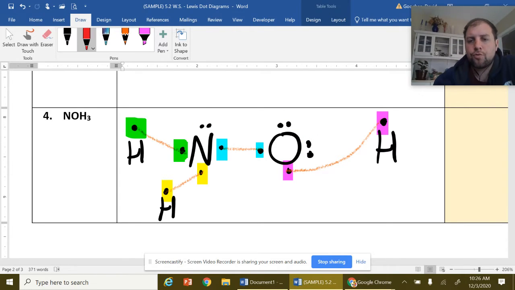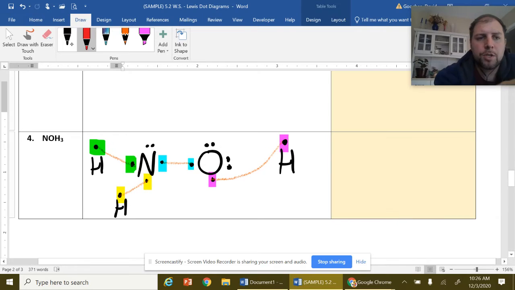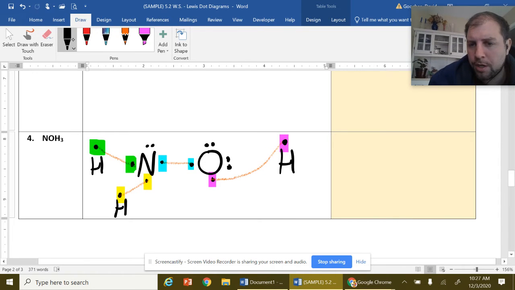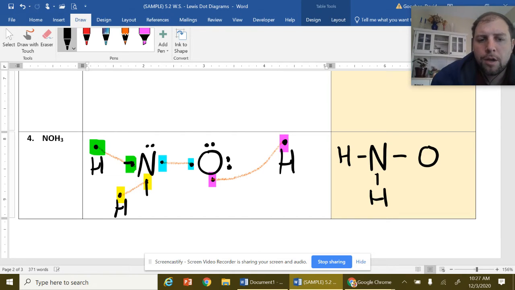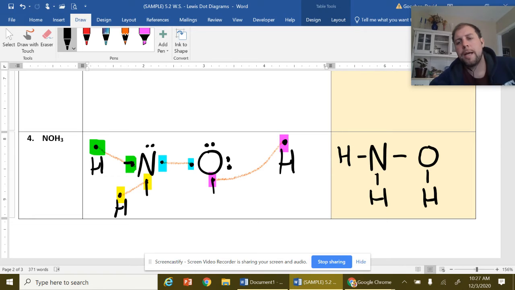I have to redraw this over here. So I'm going to start with the central atom, this nitrogen here. This nitrogen connected to a hydrogen on its left, so I'm going to put a hydrogen on the left here. It connected with a hydrogen on the bottom, so I'm going to put a hydrogen on the bottom. It connected to this oxygen over here on the right, so I'm going to draw that connection to the oxygen on the right. And this oxygen connected to a hydrogen on the bottom, so I'm going to put a hydrogen down there.